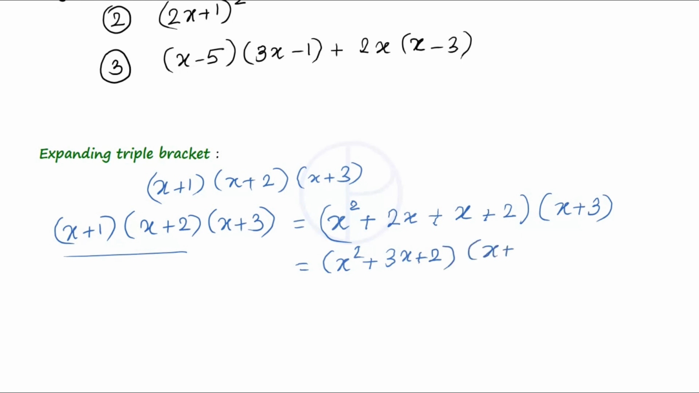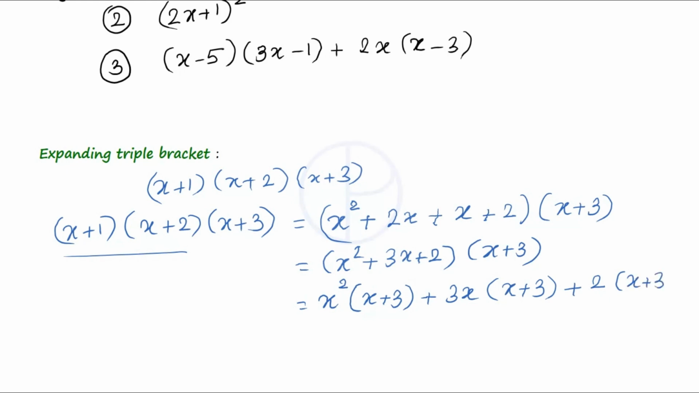Multiplied by (x plus 3). Now how to multiply this one? Multiply each term in the first bracket by the second bracket. That is x squared multiplied by (x plus 3), plus 3x multiplied by (x plus 3), plus 2 multiplied by (x plus 3).